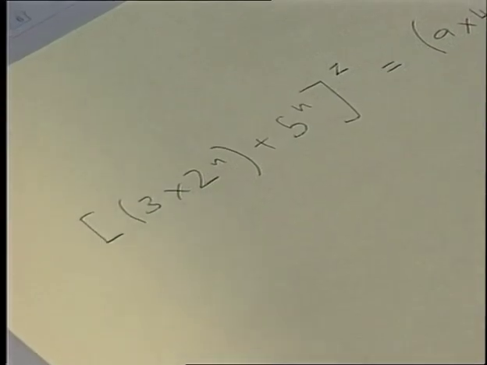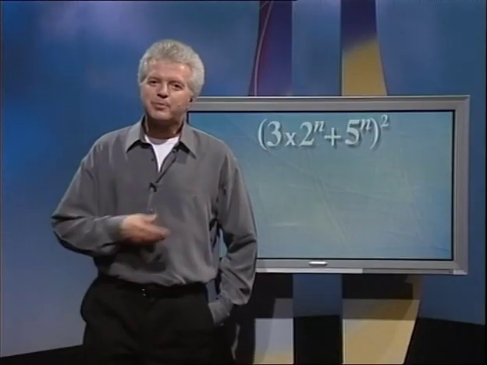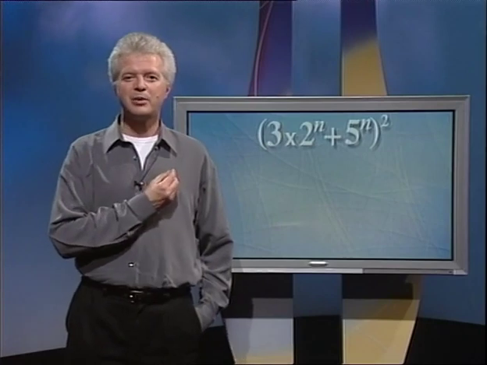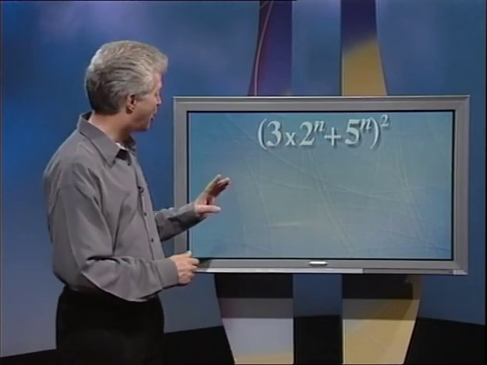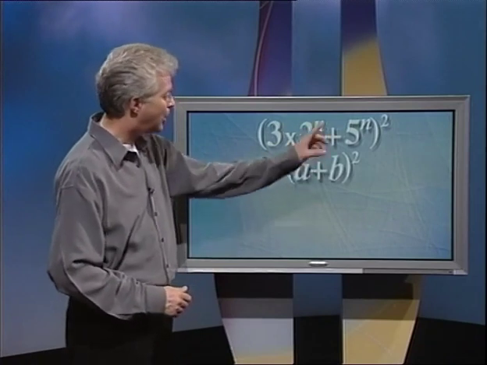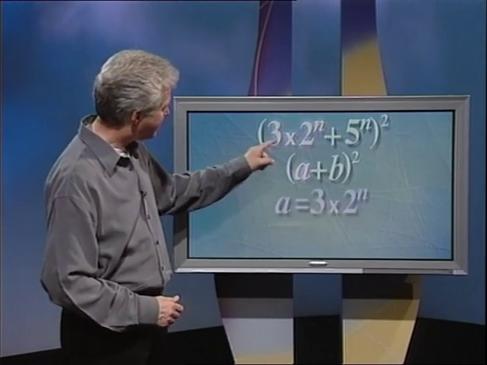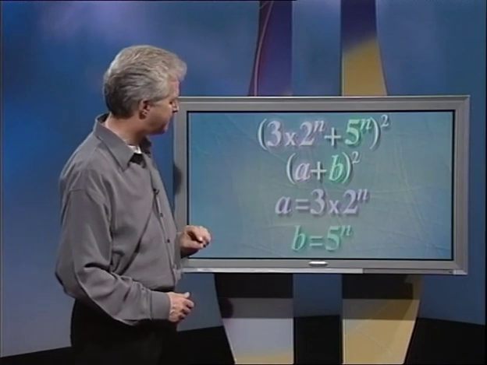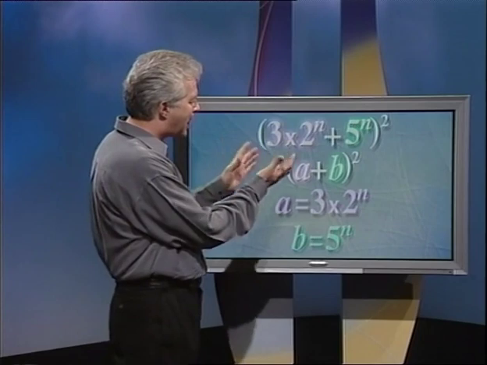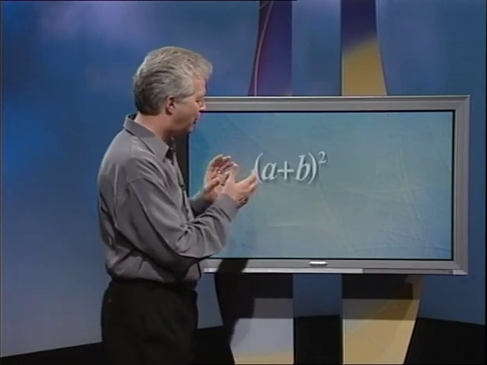Again, what I'm really interested in is how I can manipulate the left-hand side to get the right-hand side. Well, this expression, which is the left-hand side of the equation, might look a bit complicated, but basically it's of the form a plus b all squared, where a is 3 times 2 to the n and b is 5 to the n. So we want to know how to expand a plus b all squared.